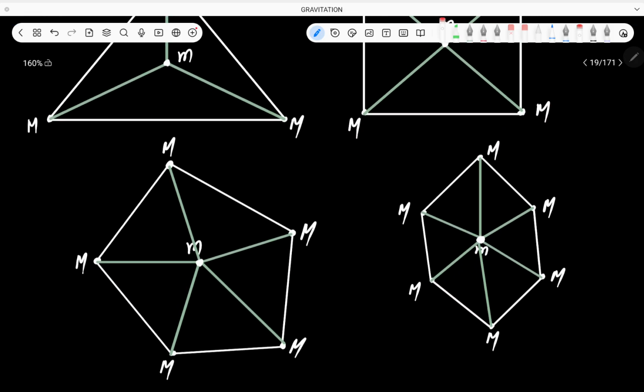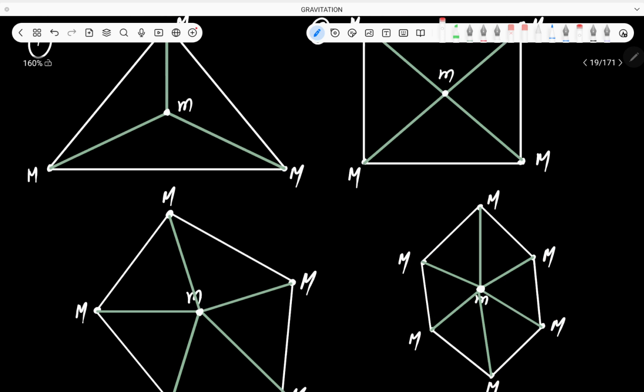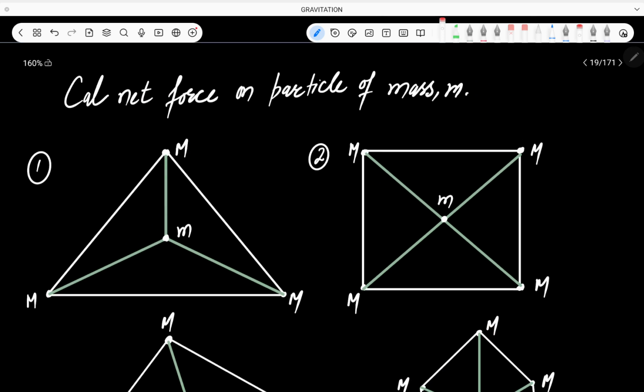Exactly in the same way, in this one there are 5 particles at 5 corners of a regular pentagon, and the sixth particle is placed at the center of this pentagon. In this example, there are 6 particles placed at the 6 corners of a hexagon, and the seventh particle is placed at the center. We have to calculate the net force on the particle of mass small m, which is at the center of this regular polygon. The answer is obvious, and that is 0.